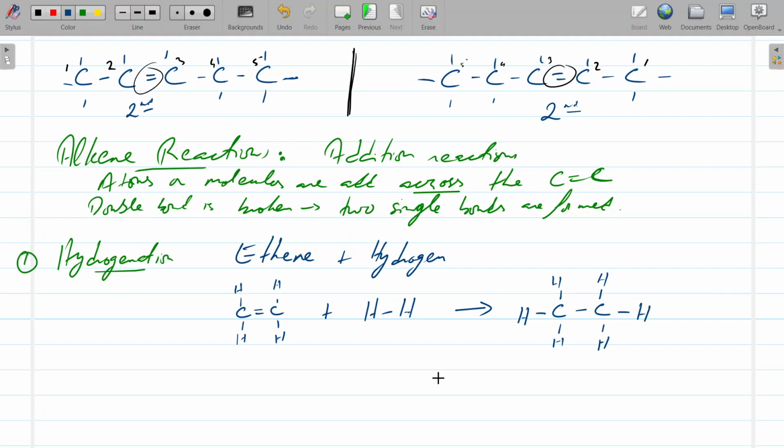What is this molecule? It should be familiar. What is the name of this molecule? How many carbons does it have? 2. How many hydrogens? 6. What is this? An alkane. Which alkane? Ethane.